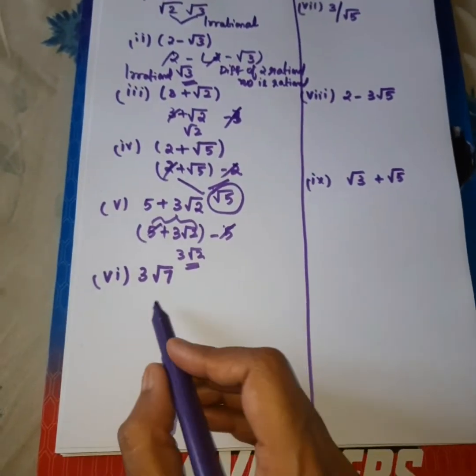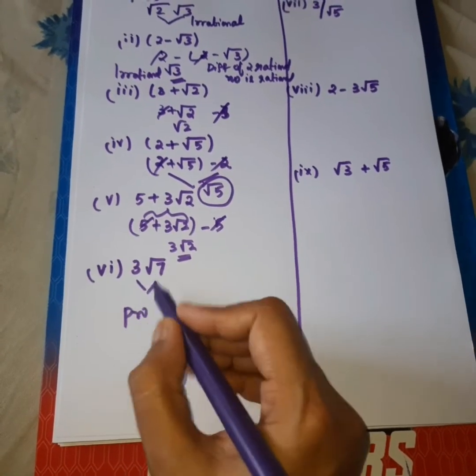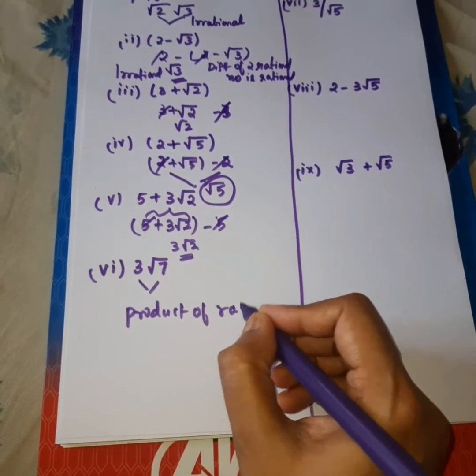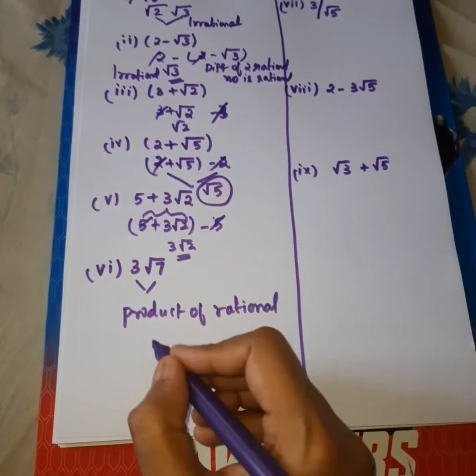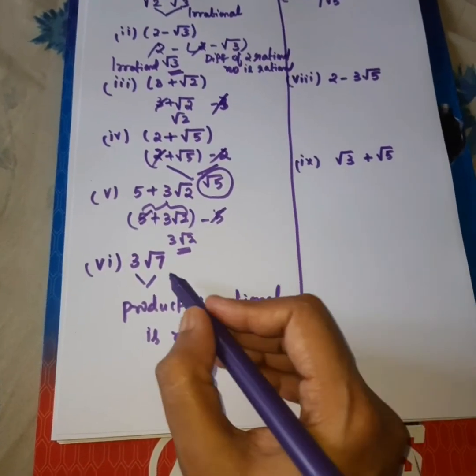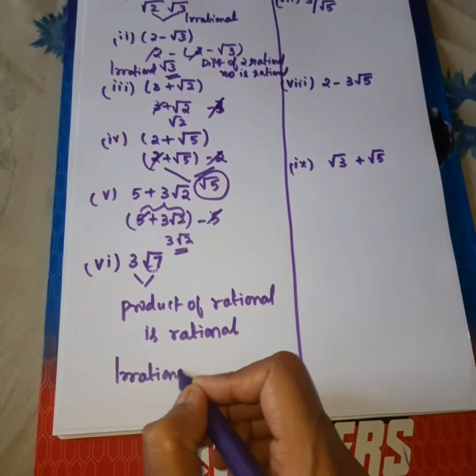Question 6, 3 into square root of 7. We know the product of two rational numbers. If we assume 3 and square root of 7 as rational, the product is again a rational number, which is not the case here, as 3 is rational and square root of 7 is not rational. So this proves this number is irrational.